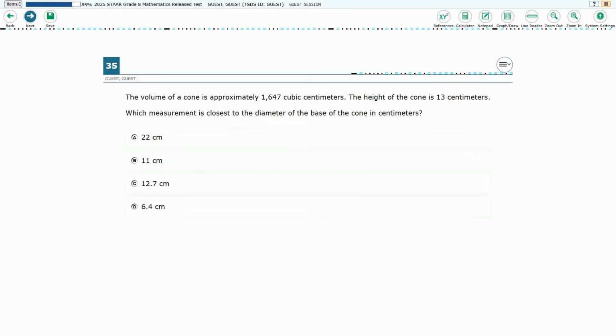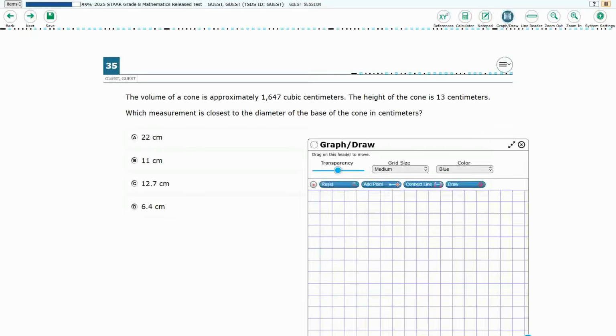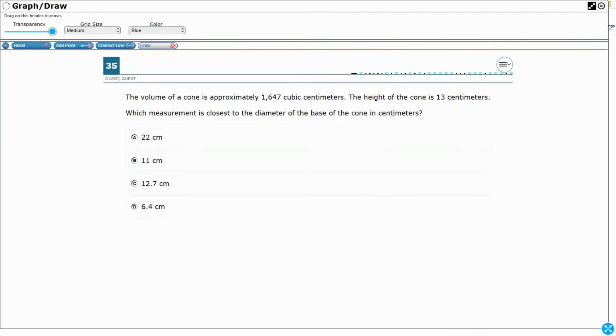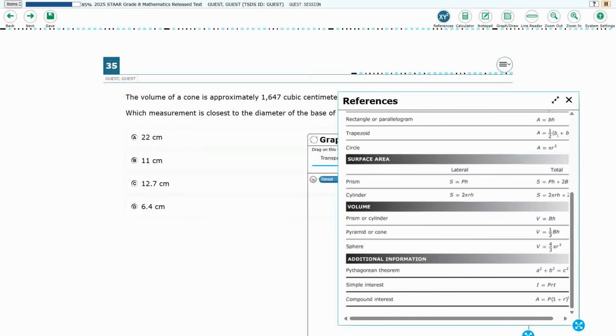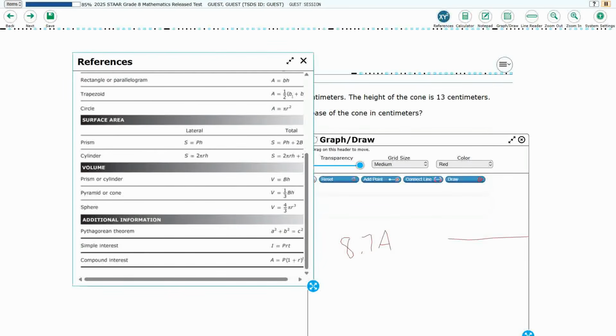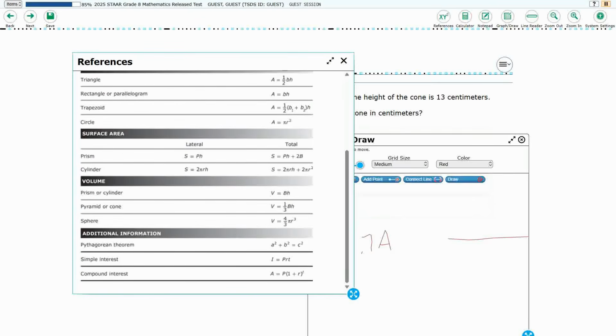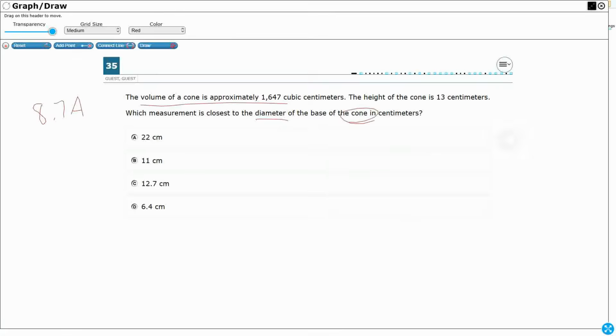For 35, we're looking at volume. This is 8.7a. And it's a little bit interesting because it asks us to find the diameter, and that gives us the volume. All right, so we're dealing with a cone. So let's look at what we have with a cone. When we're dealing with our cones, we are going to see our volume is the same as a pyramid, 1/3 BH. All right, so volume equals 1/3 BH.